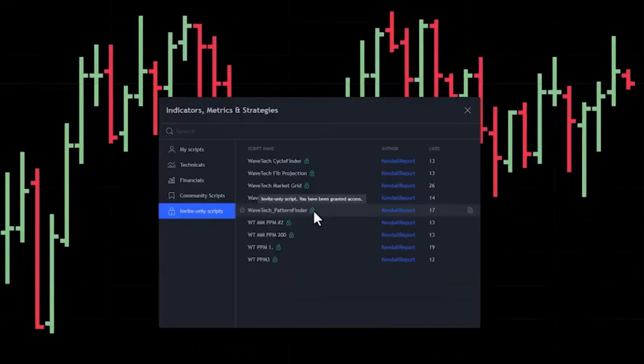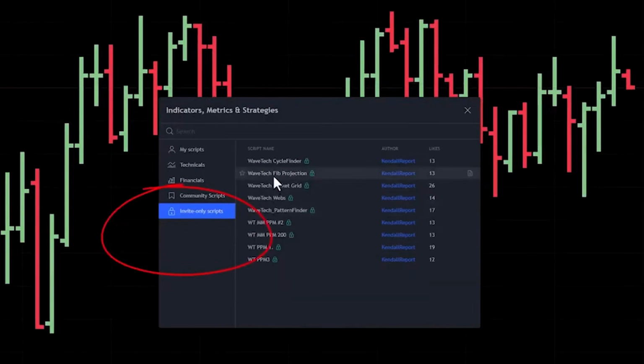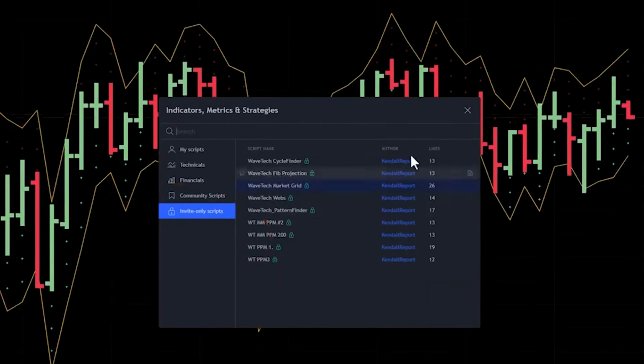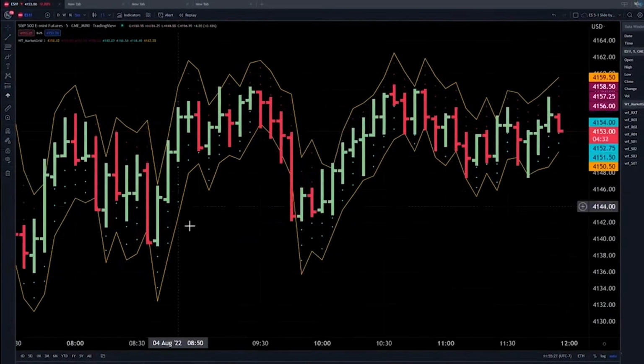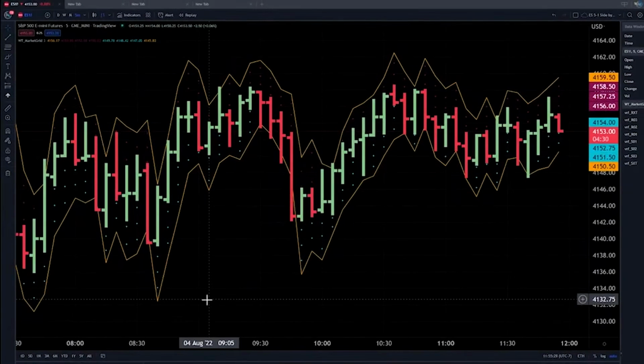Let's start by going to indicators, the invite-only scripts, and let's put the WaveTech market grid on the screen. When it comes up, an orange range, which is the extreme, and then you'll see blue cyan dots and red dots, which are the resistance levels.